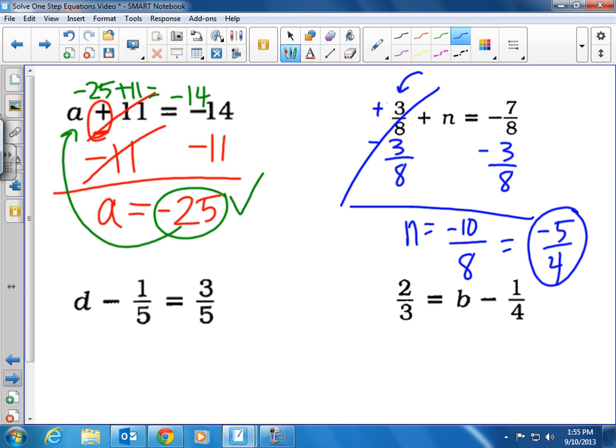All right, solve for D. Do this one by yourself. Press pause in the video. See if you can work it. Then press play when you're done.